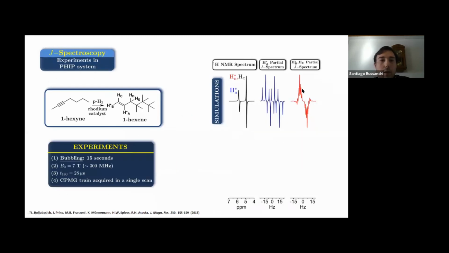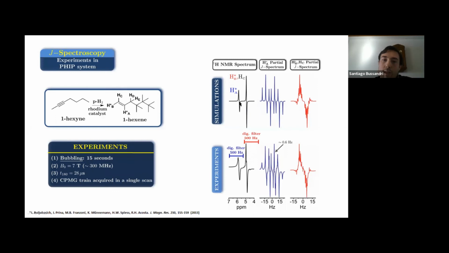This technique was applied by a group in a 1-hexene FIB system where the parahydrogen molecule reacts at these sites of the 1-hexene molecule. Here I show you some simulation of the spectrum where the hydrogenation is confined. And these are simulations of the partial J spectrum for each product. And these are the experiments that we obtain. You can see here the size and the position of each digital filter. Each of these partial J spectra corresponds to a different experiment.